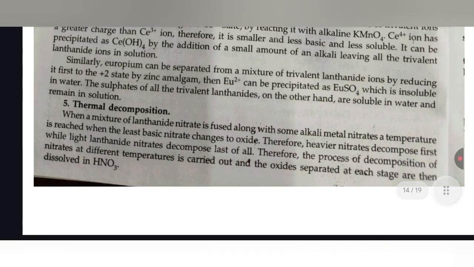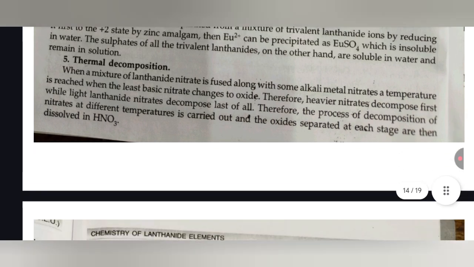Similarly, europium can be separated from a mixture of trivalent lanthanide ions by first reducing it to the +2 state with zinc amalgam. Then Eu2+ can be precipitated as EuSO4, which is insoluble in water. The sulfates of all the trivalent lanthanides, on the other hand, are soluble in water and remain in the solution.